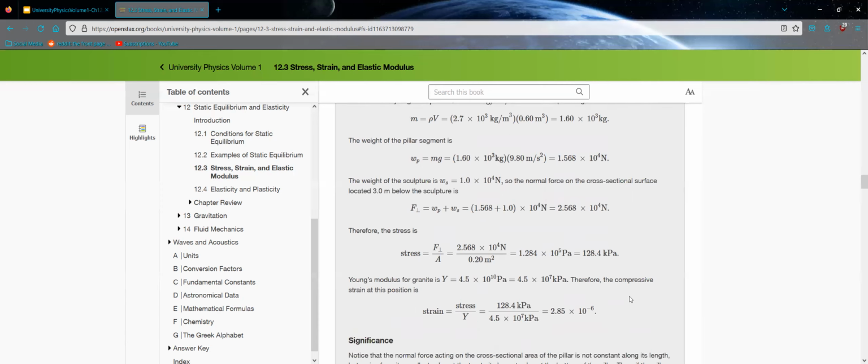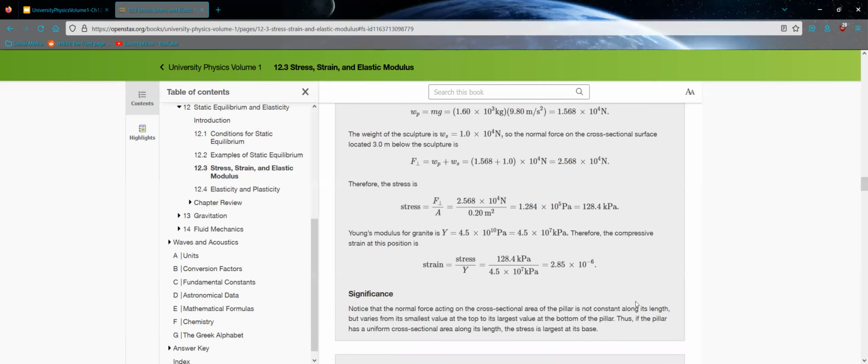So what is the stress in that situation? We'll divide that by its surface area. You get 128.4 kilopascals of pressure. Cool. That's a lot, right? Our strain, or how much the thing is moving, essentially, the compressive strain on that section is then given to us by the amount of stress being applied to it divided by Young's modulus, or how much it resists that motion.